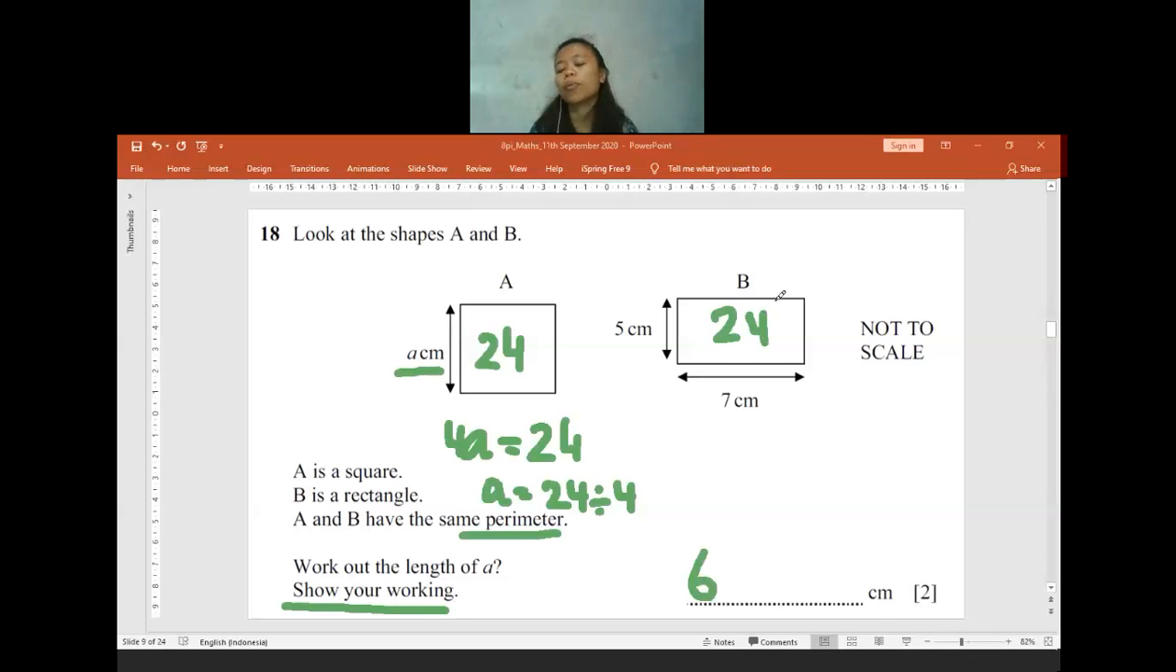Show your working, so please kindly show all of your working. Maybe you can show the way you finding the perimeter of rectangle or anything. For maybe later the formula also, all of the possible calculation, please kindly show it on the paper. Because if you are not showing the working, you will be only getting 1 mark. 1 mark for the steps and 1 mark for the final answer.